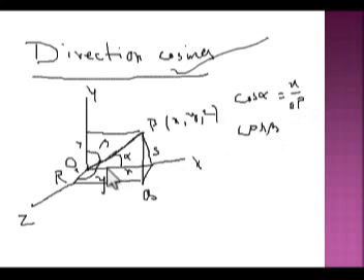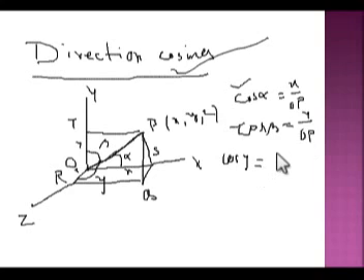Alpha, beta, gamma are the angles with the respective axes with the line OP, and cos alpha, cos beta, and cos gamma are called direction cosines. So cos beta will be y by OP, and cos gamma is z by OP. These direction cosines are often denoted by L, M, and N.